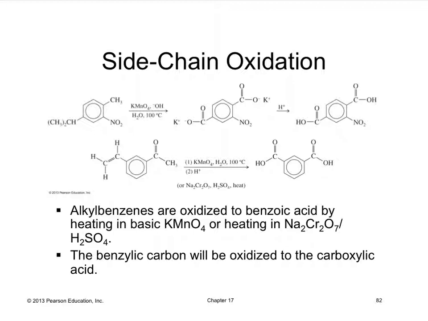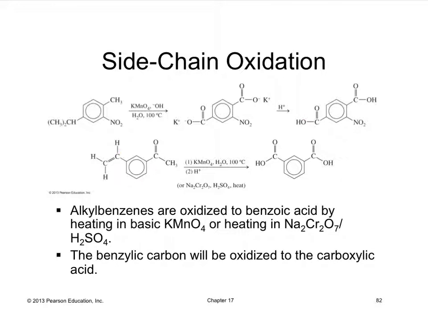You can have side chain oxidation. Here's a molecule in which you have the methyl substitution shown here, and also another alkyl substitution here, in the presence of potassium permanganate in base, water, heat. These two get oxidized, and then in the presence of acid, protonated to generate the acid.